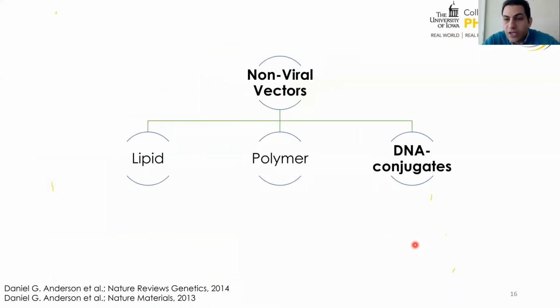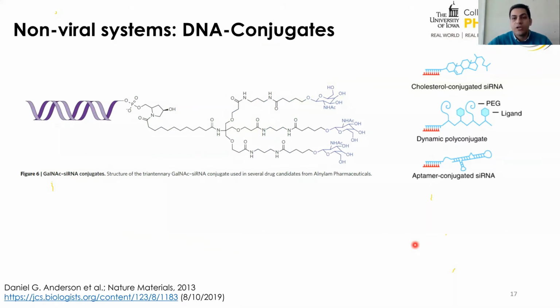The third form of vectors is called DNA conjugates. What they do in these DNA conjugates is they get the genetic material and chemically conjugate a targeting moiety to this genetic material. Let me put this into context. What you are seeing here is called GalNAc siRNA, and it's used to treat liver cancer. Liver cells are known to express proteins on their surface, receptors called asialoglycoprotein receptors. And these receptors are specific to detect galactose moieties.